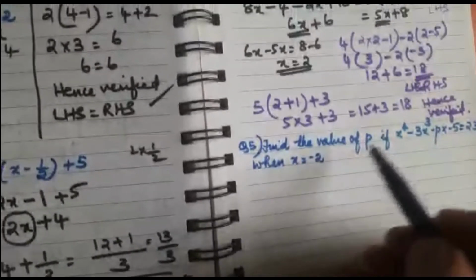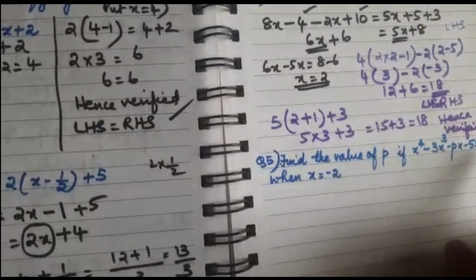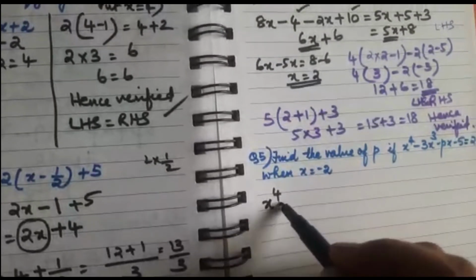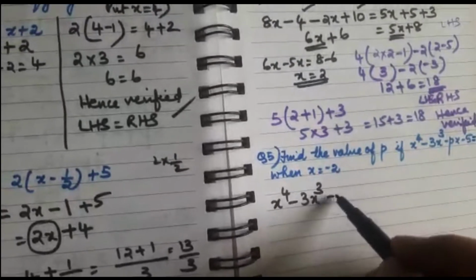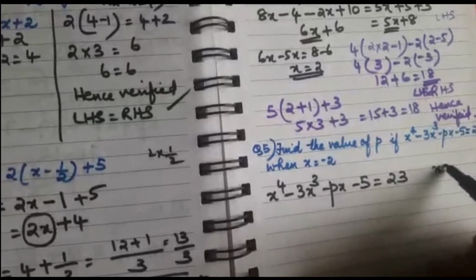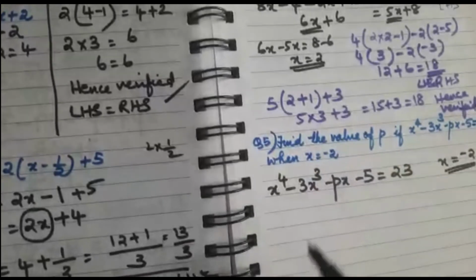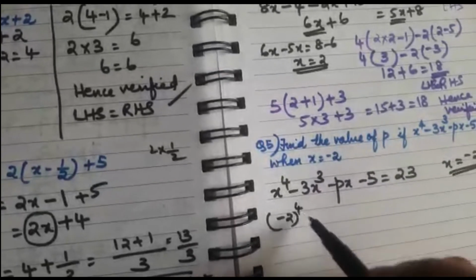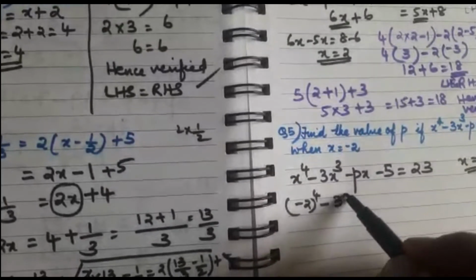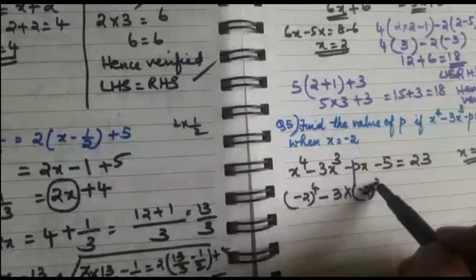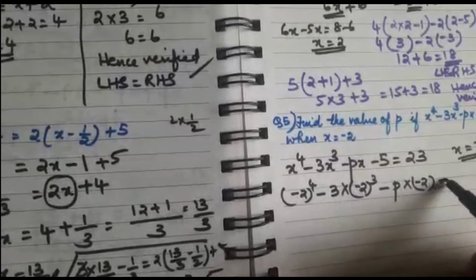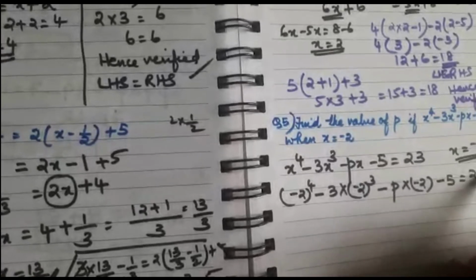Okay, next find the value of P. X raised to 4 minus this one is given. So x is equal to minus 2. In this equation, x raised to 4 minus 3x cube minus px minus 5 equal to 23, you have to put the value of minus 2. So it is minus 2 to the power 4 minus, what will happen here? 3 into minus 2 to the power 3 minus p into minus 2 minus 5 equal to 23, isn't it?